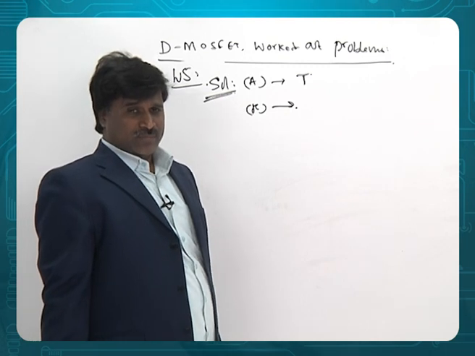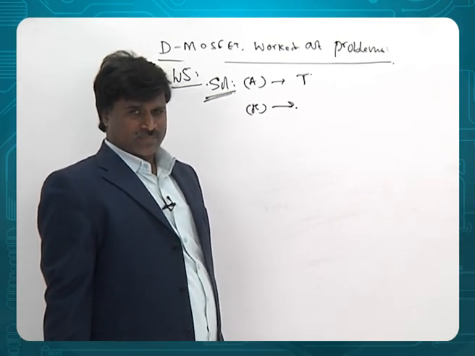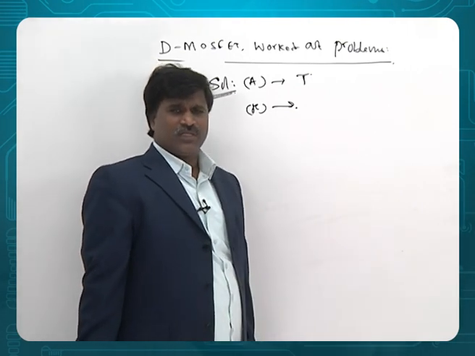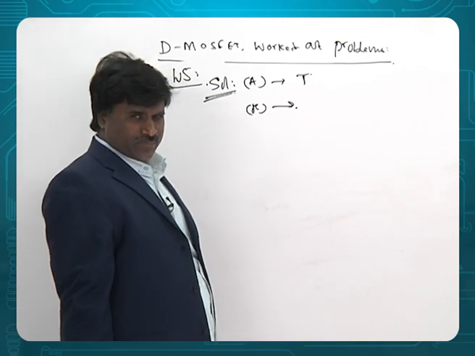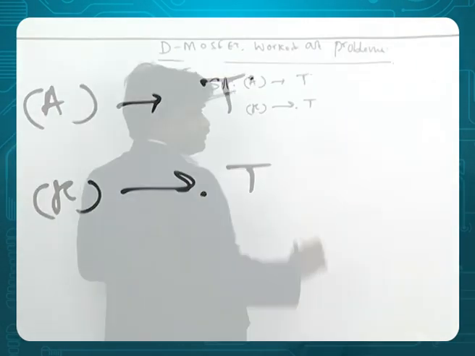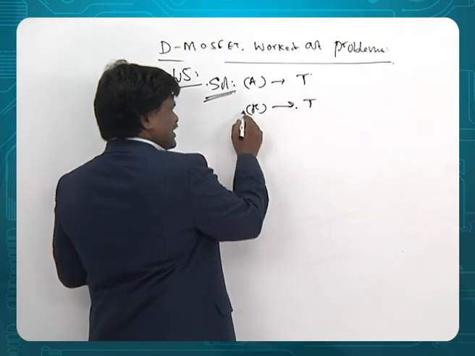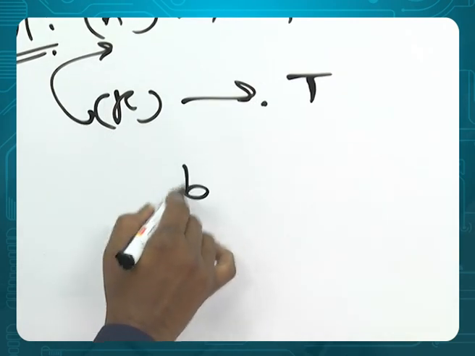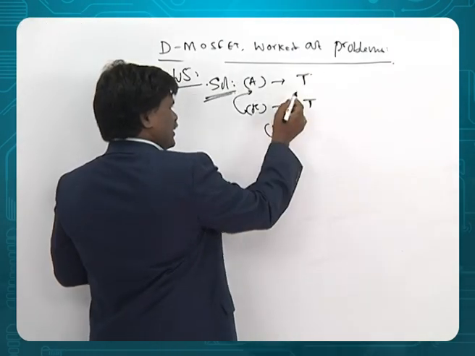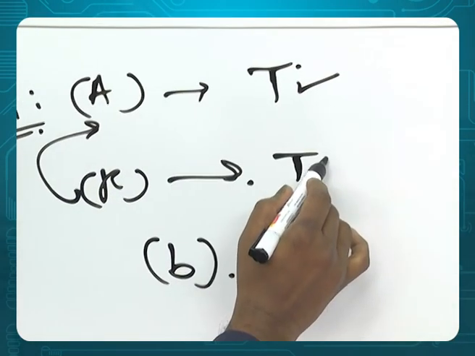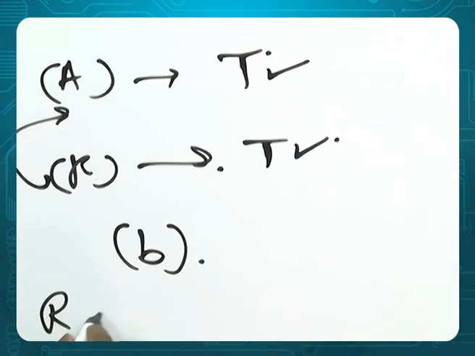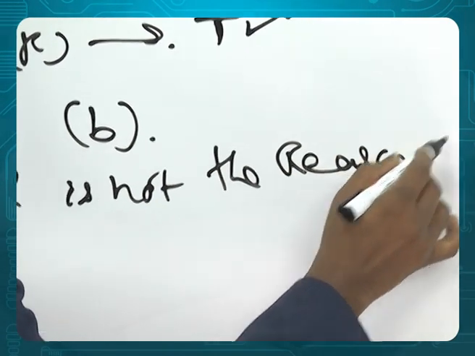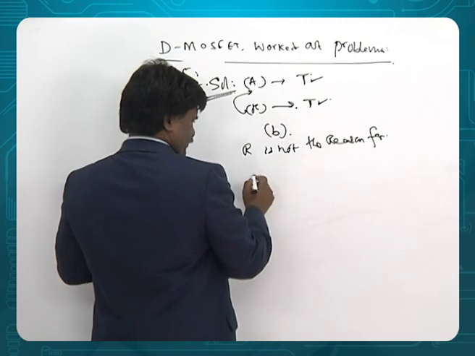Small turn off time is because of only majority carriers. MOSFET has small turn off time because it has only majority carriers. So, R is also true. But this is not the explanation of A. Therefore, option is B. Why is it B? Assertion is true, reason is true. Reason is not the reason for A.